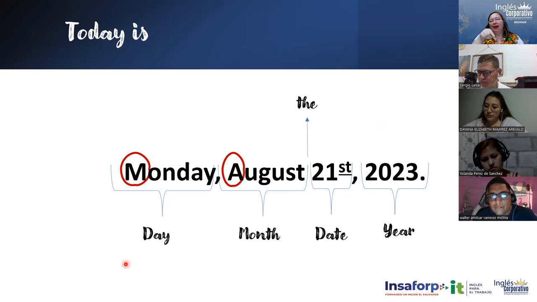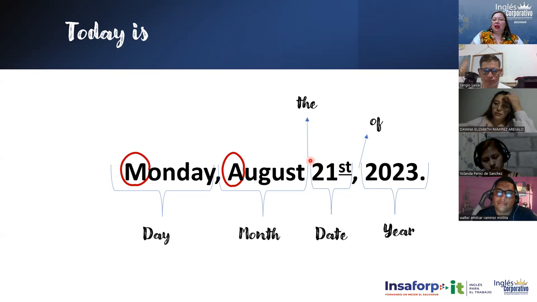Between the month and the year and the date, okay? We say the. O sea que cuando decimos la fecha, when we say the date, we have to say the. All right? So, Monday, August the 23rd. What about here? We say of. Of. So, let's say it all together.